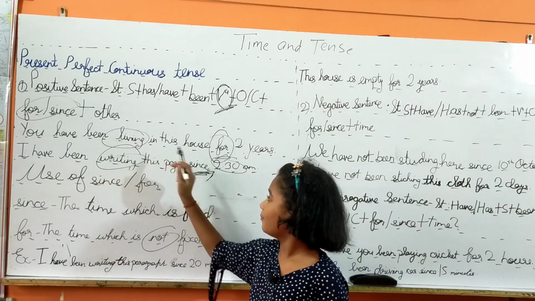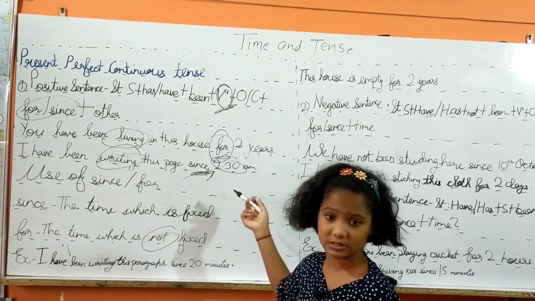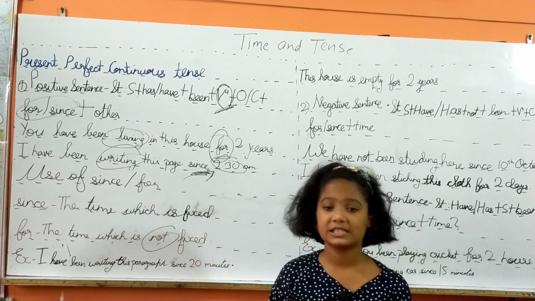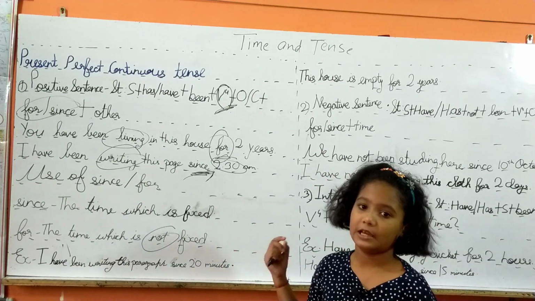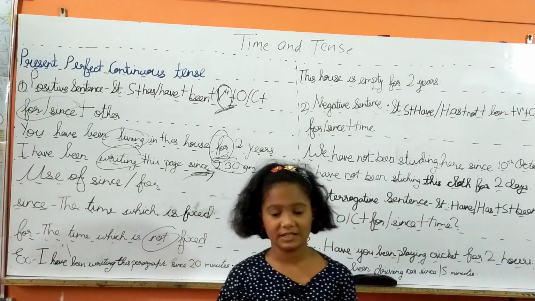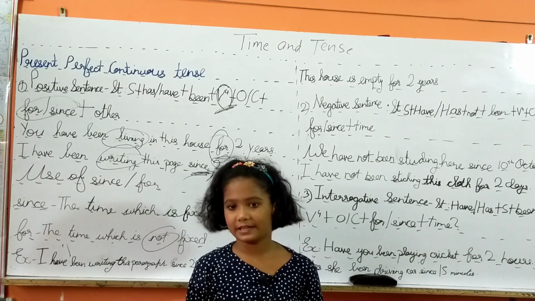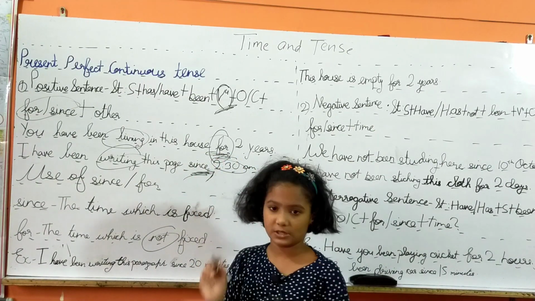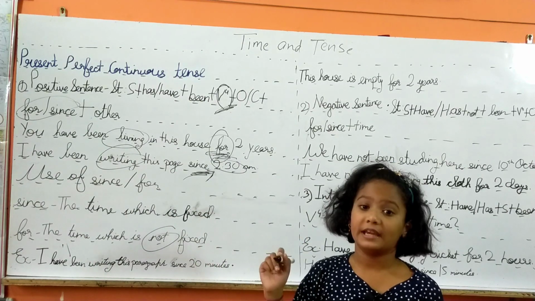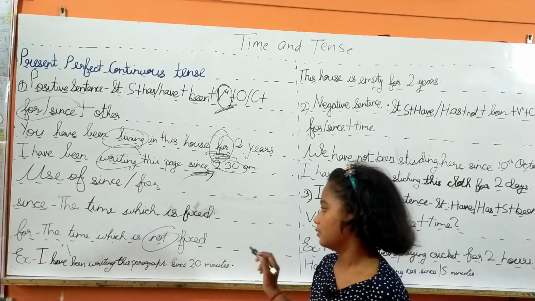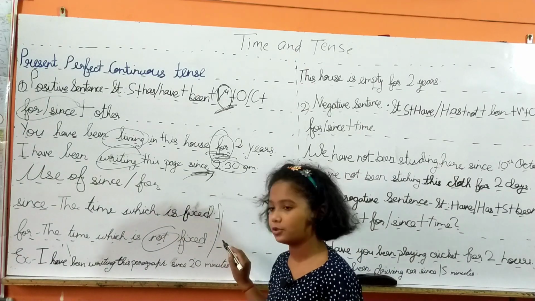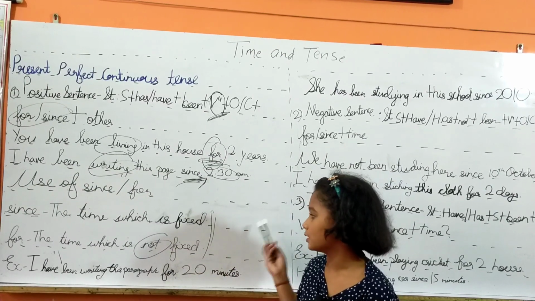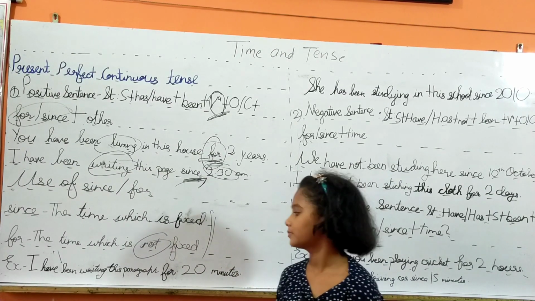Here, you have been living in this house for 2 years. For 2 years. Which 2 years? Here it is not telling a date, like 1978 or 2023. It is not telling any year, it is only telling about 2 years. So we will use for because it is not a fixed date, it is not an exact year. I hope you have understood how we have to use for or since. Then we will see some examples using since or for.